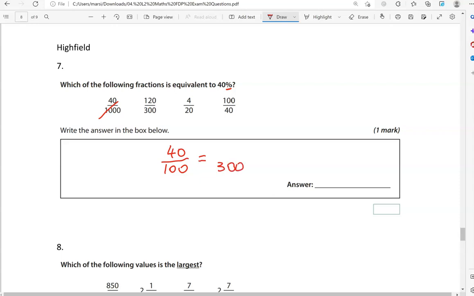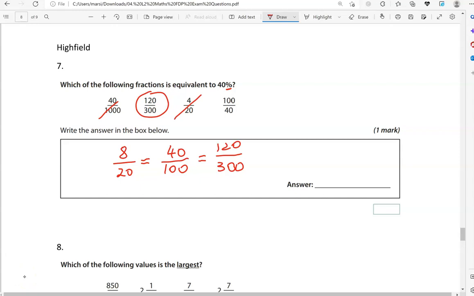If I multiply 40 by 3, I get 120. So these are equal. What about 4/20? So dividing 100 by 5 gives us 20. If I divide 40 by 5, that's going to give me 8. So 4/20 isn't equivalent to 40%.